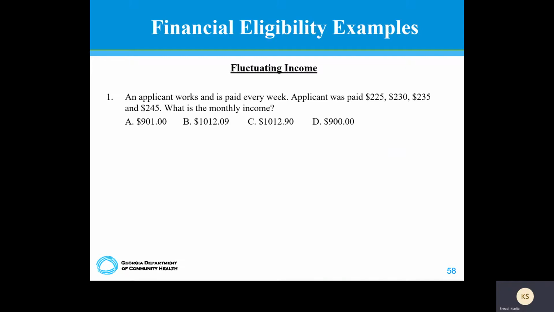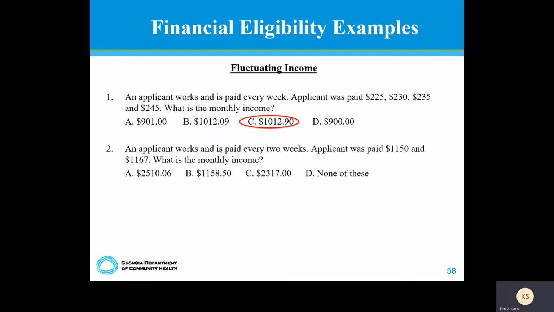Now we need to do an average by dividing by the number of pays received. In this scenario, they received 4 pays. So you're going to divide that 935 by 4. And the average pay comes out to be $233.75. So every time they get paid, this is what they're averaging out to be paid. So now we need to convert this over to a monthly amount based on how often they're paid. They're paid every week. So you're going to take that $233.75 and multiply by 4.3333. And your amount should be $1,012.90, because the 90 is directly after the decimal point.